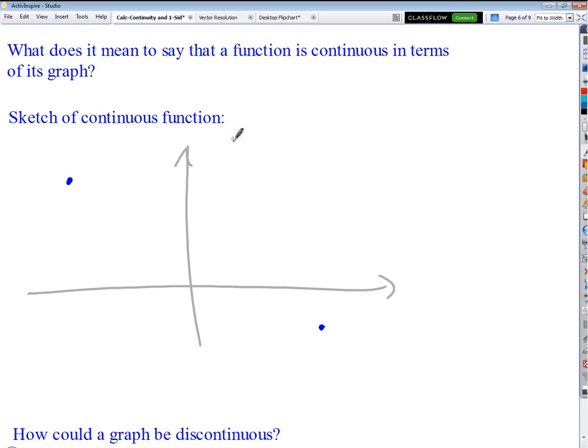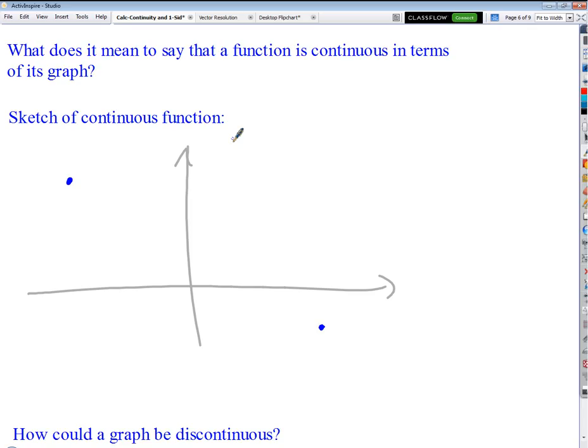X values. Okay, so I have to pass the vertical line test everywhere, right? The vertical line can only intersect the function in one place everywhere. But what else has to be true if this is going to be a continuous function? What about the pen is important? Oh, it never leaves. Yeah, it never leaves the board, right? That's really, in my mind, a great definition of a continuous function.